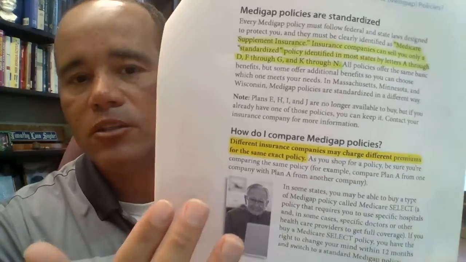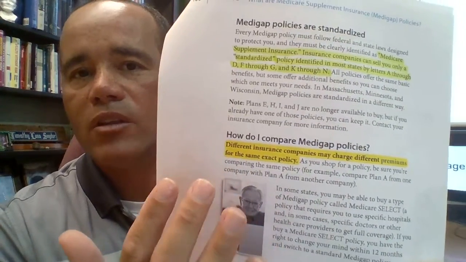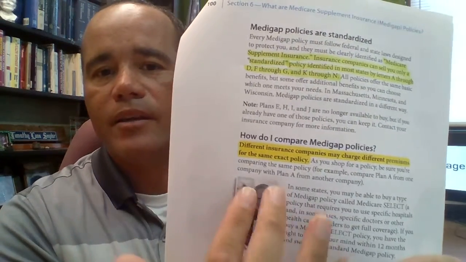And so what does that mean? That basically means that a Plan F with Blue Cross Blue Shield is the same Plan F with Mutual of Omaha, let's say. They're the exact same thing. Again, on page 100, it tells you that even though they're the same plan, different insurance companies can charge different prices for the exact same thing, okay?